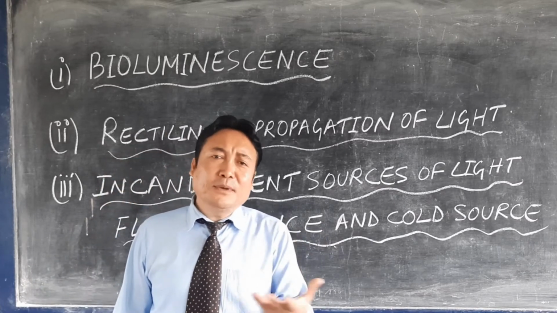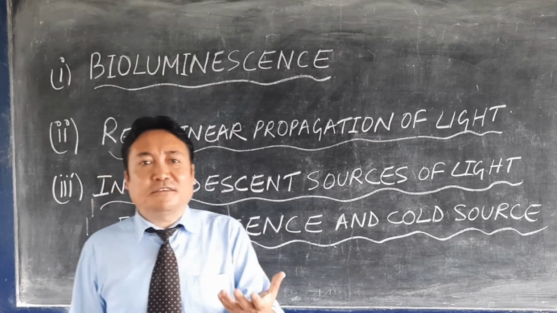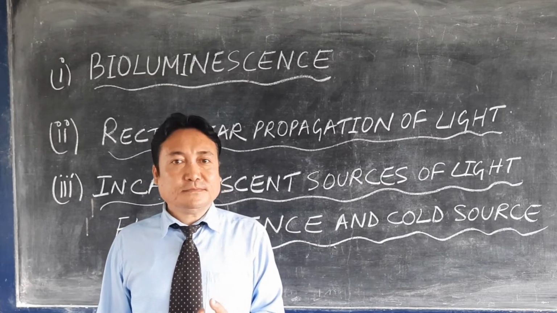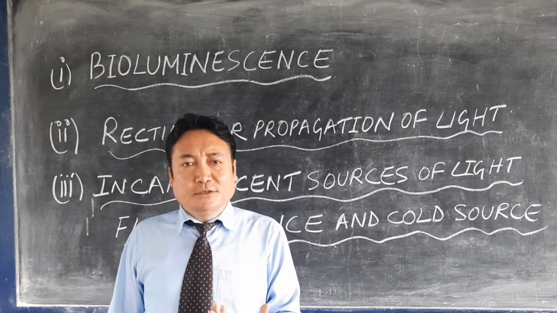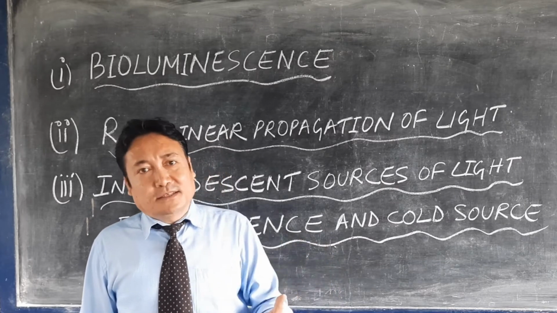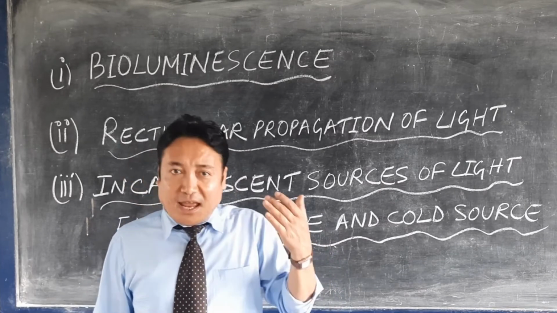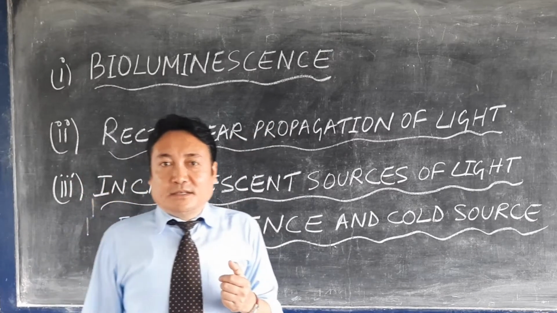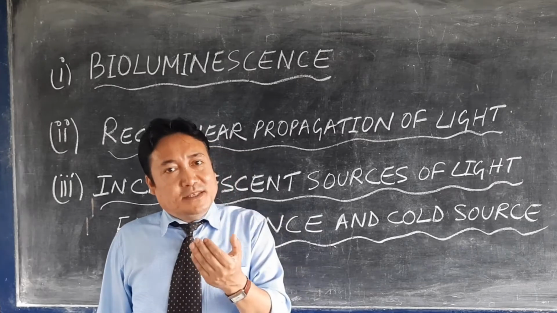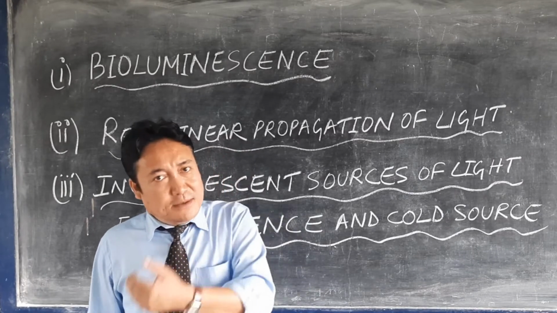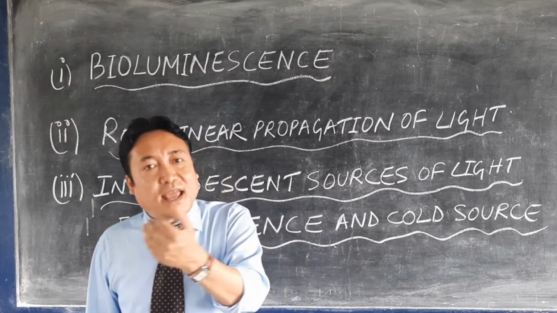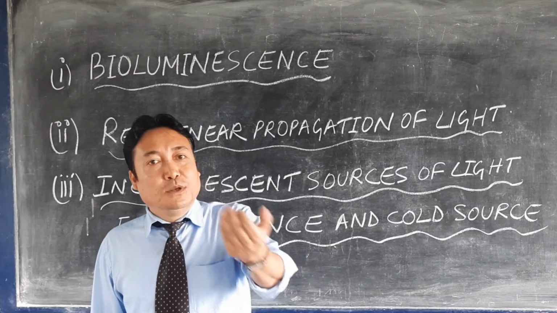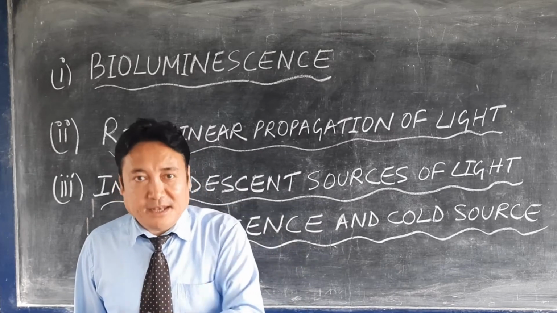So many organisms are there. Examples: fireflies, glowworms, jellyfish, algae, fungi. These organisms emit light from their body. How do they emit light? They convert chemical energy present in their body into light energy. That means the chemical energy is converted into light energy.